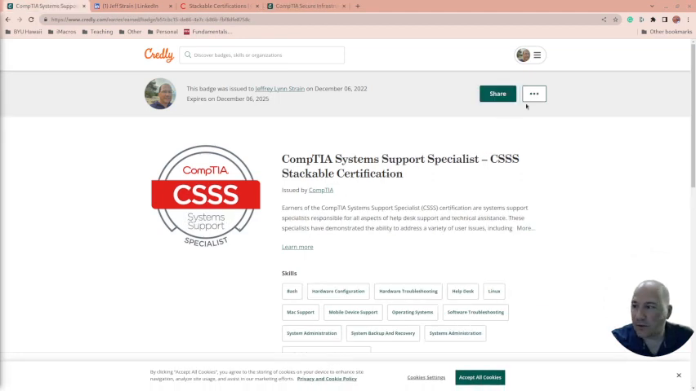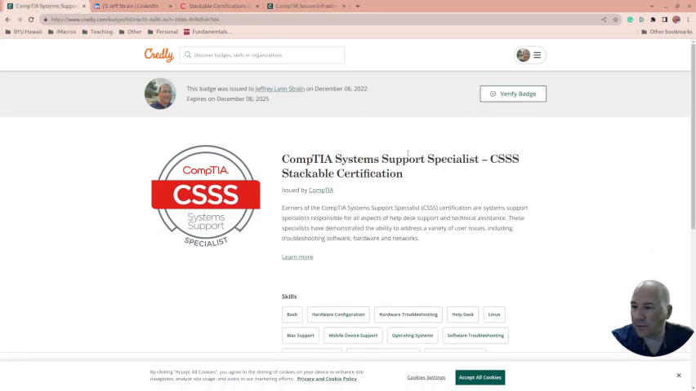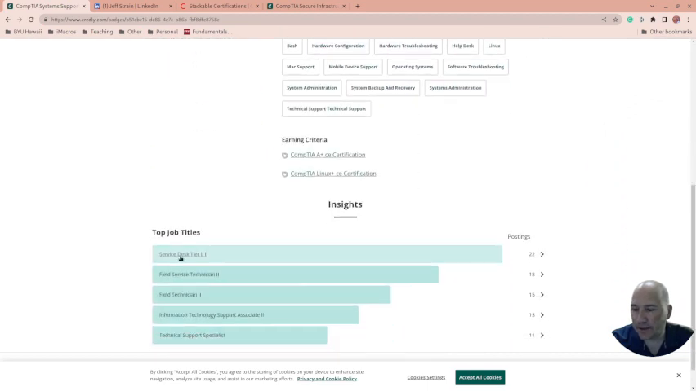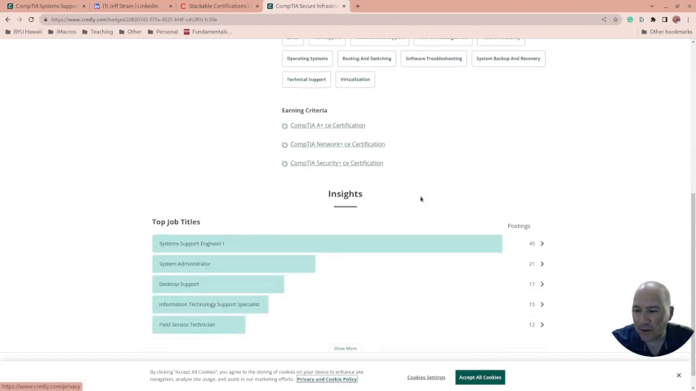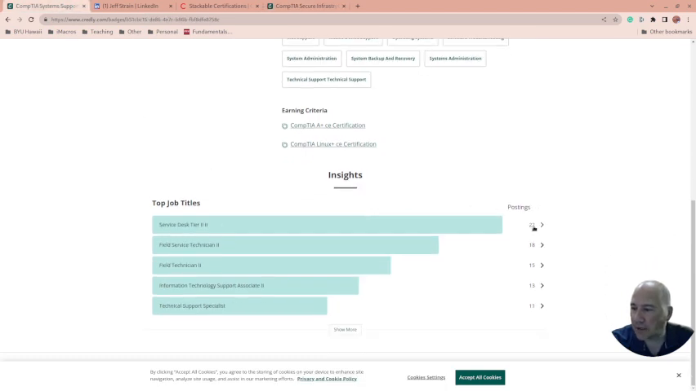Okay, so the first, I want to do public view. The first stackable cert that I got was this one. And if you look down here, Service Desk Tier 2 skills. These are all Tier 2. And I'm noticing that we're still at Tier 1 on these, but these are engineers, so they're slightly different. So it'll be interesting. Just for kicks, I want to look at this one.